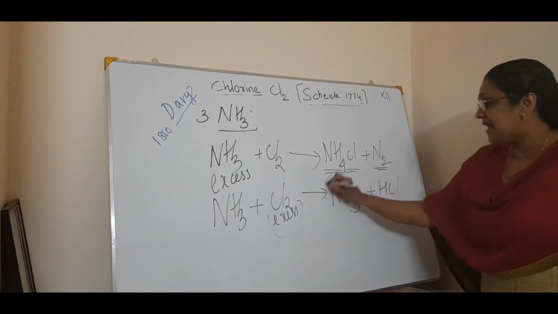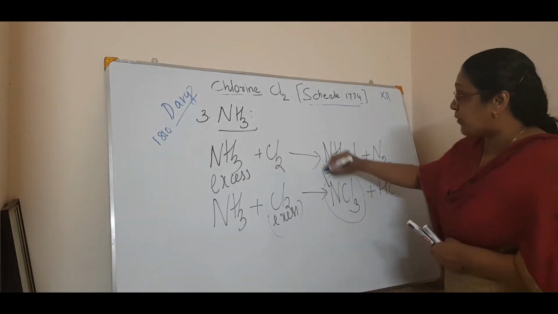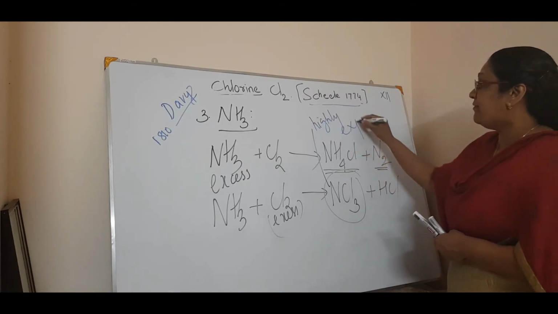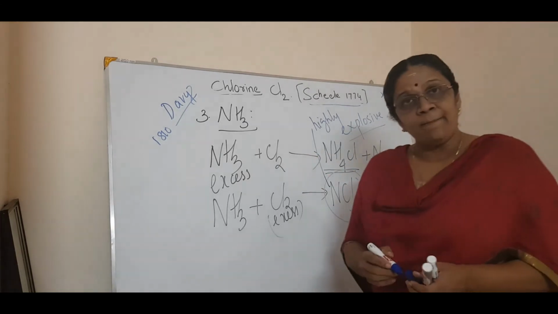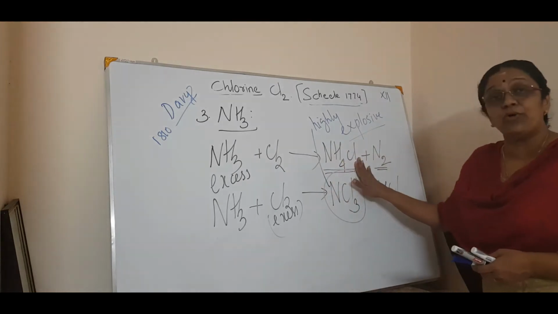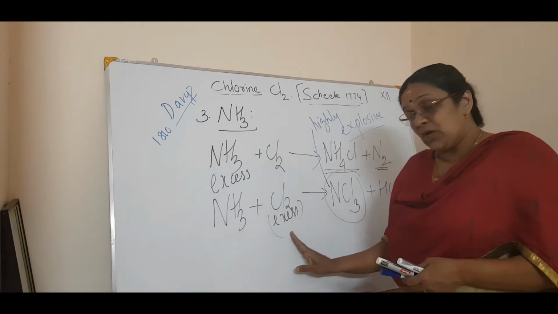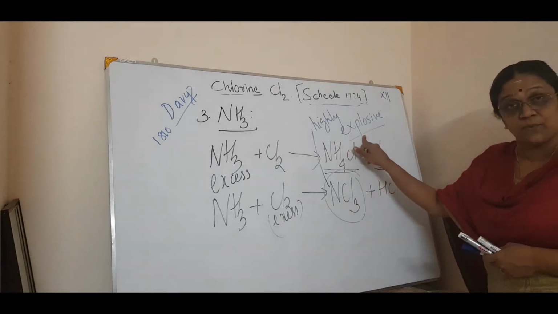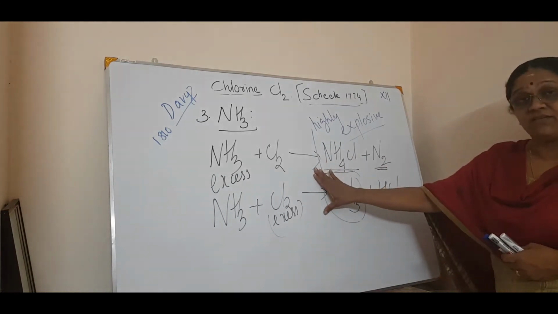See, and this nitrogen trichloride is an explosive. It's a highly explosive substance. So, there are two types of reactions with ammonia. When ammonia is in excess, you will get ammonium chloride and nitrogen. If chlorine is in excess, you will get NCl3, nitrogen trichloride, which is a highly explosive material, along with HCl. So, you have to study this, very important.